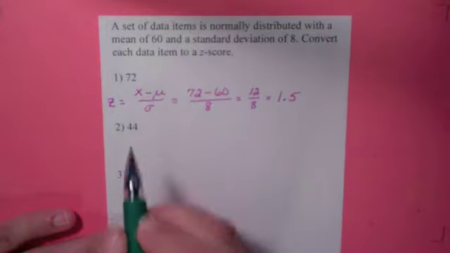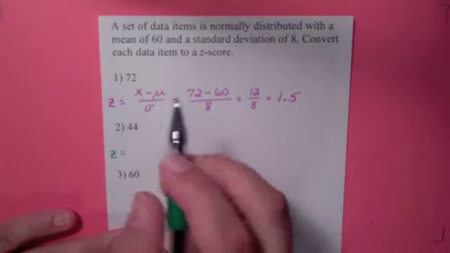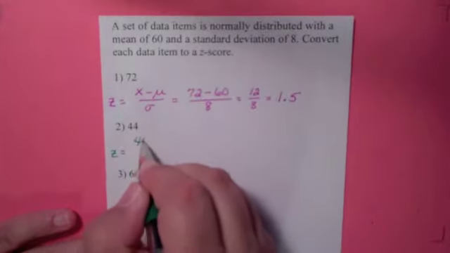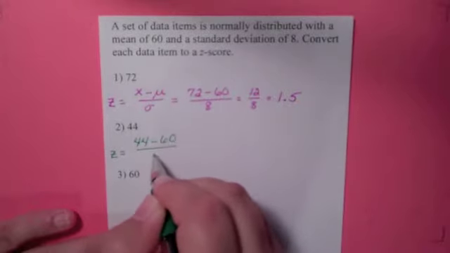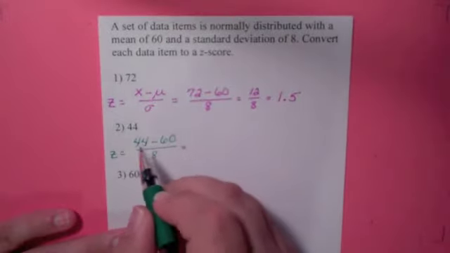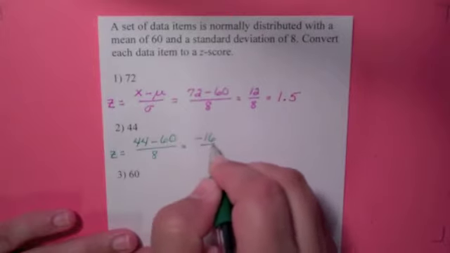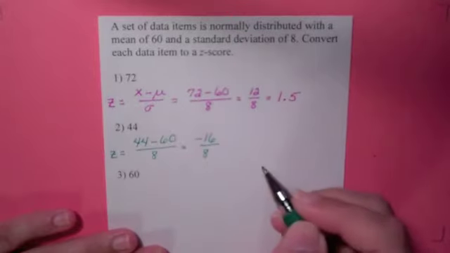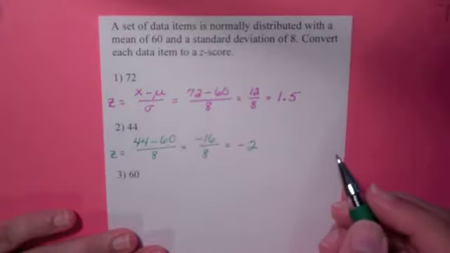Okay, let's do this one. All right, so again, I have my formula, data point minus mean divided by standard deviation. 44 minus 60 is negative 16 divided by 8, which is negative 2.